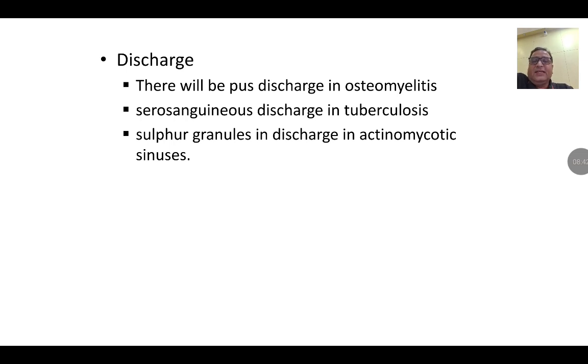The discharge. There will be purulent discharge in osteomyelitis. There will be serosanguinous discharge in tuberculosis. Sulfur granule discharge is seen in actinomycosis sinus.